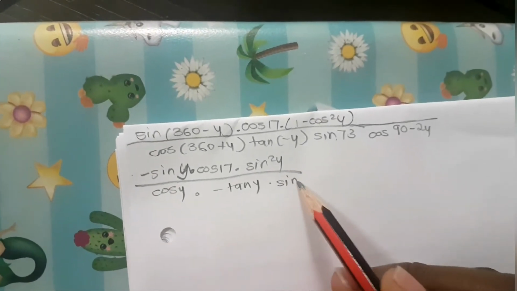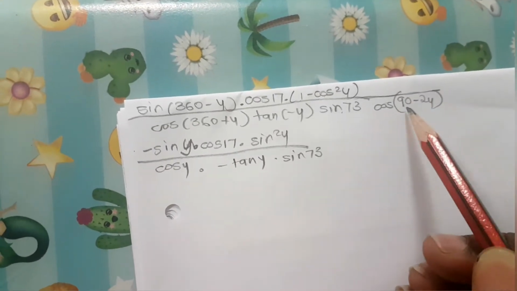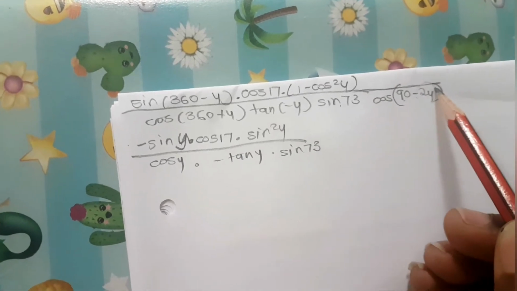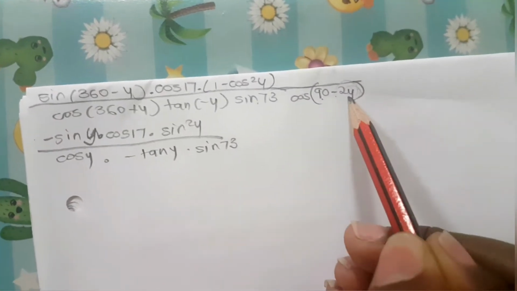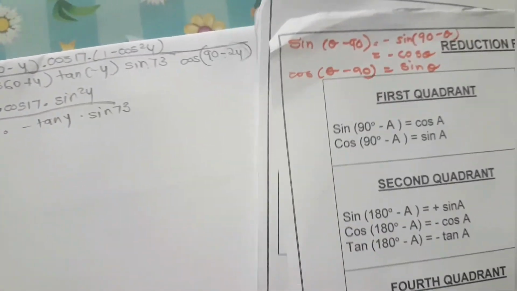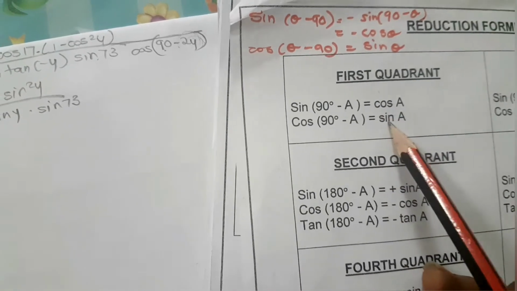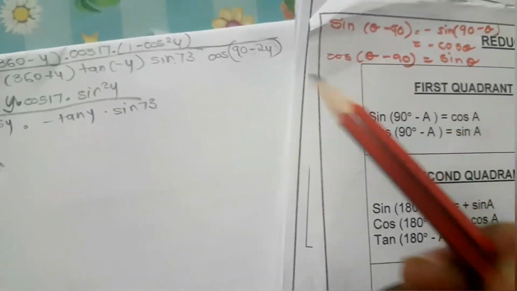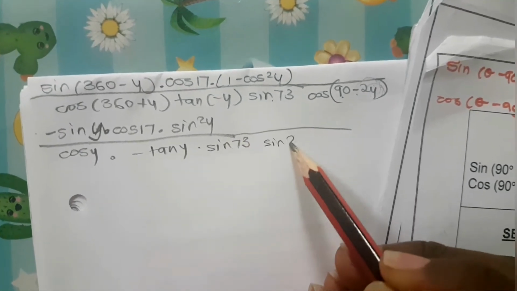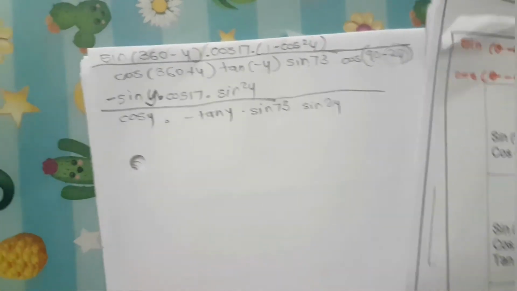Sin 73, leave it as it is. Now cos, remember this is 90 minus a variable. Don't get confused by the minus 2 given to you. This is any variable. And from your reduction formula, we know that cos of 90 minus whatever gives you sine of whatever the variable is. So here it will be sine of the variable.